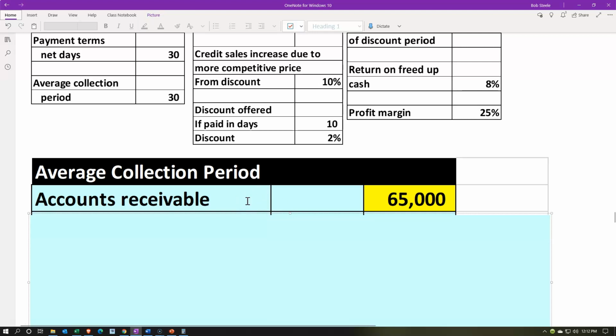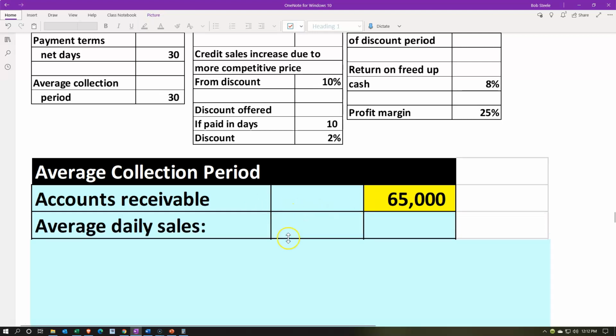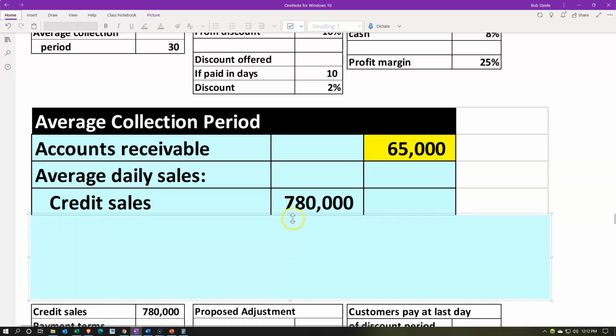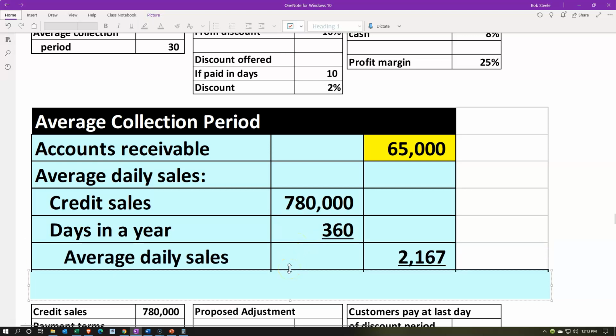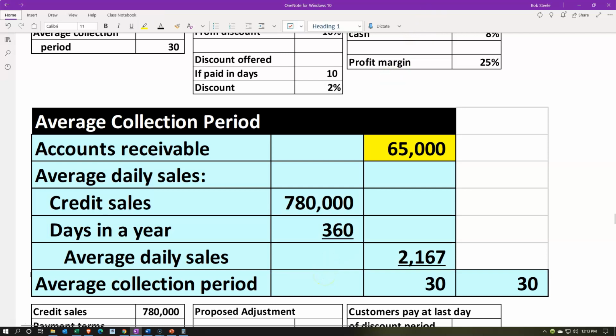So we have the average accounts receivable. This is going to be the average collection period calculation, accounts receivable divided by the average daily sales. We're going to back into this accounts receivable number once again, and we're going to then calculate the average daily sales. Credit sales are going to be 780,000 divided by the days in the year. If we assume 30-day equal months, 30 times 12, 360, that gives us 2,167. And then we know that the end point, the average collection period, is 30 days.